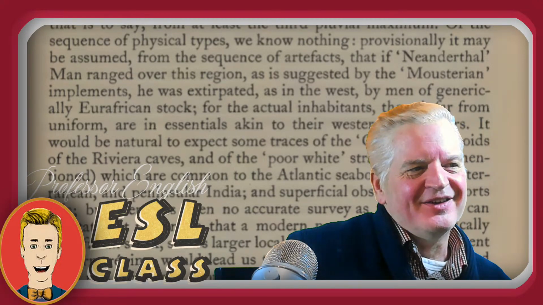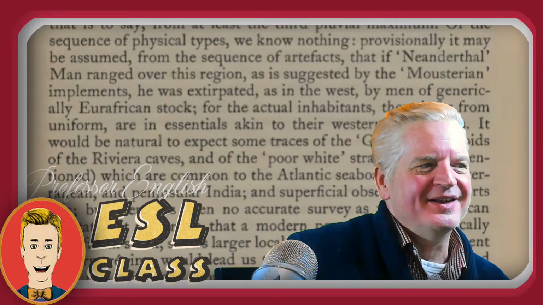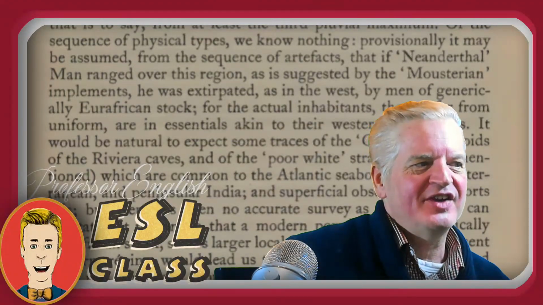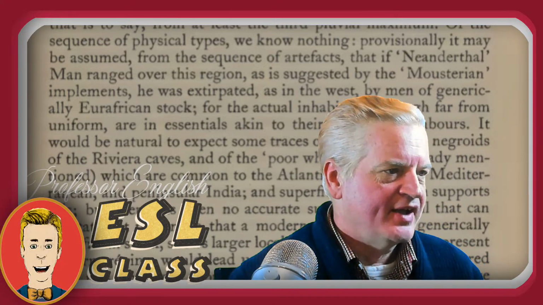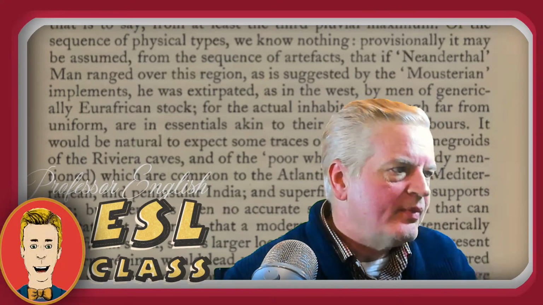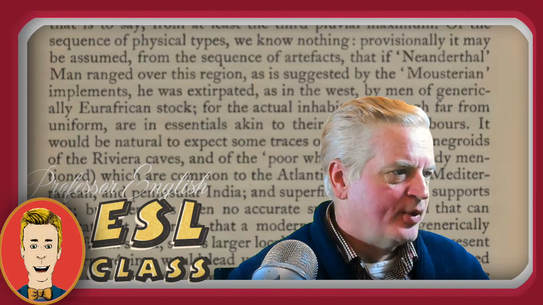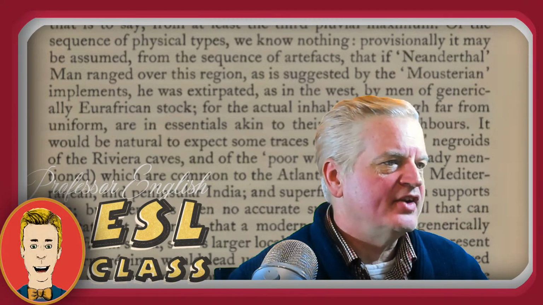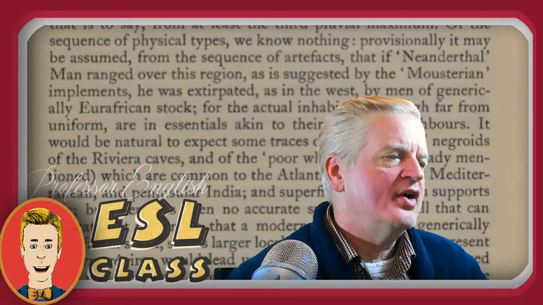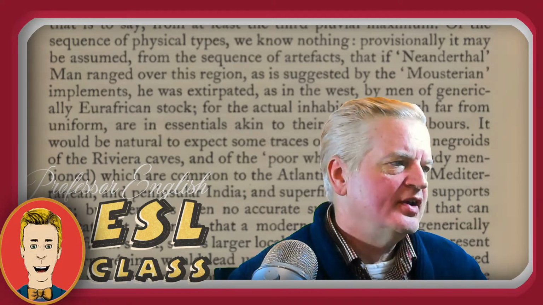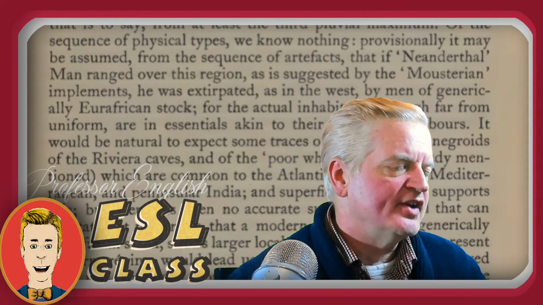Which are common to the Atlantic seaboard, the Mediterranean, and peninsular India, and superficial observation supports this, but there has been no accurate survey as yet. All that can be stated at present is that a modern population of generically Eurafrican stock shows larger local modifications than the present uniform regime would lead us to expect.